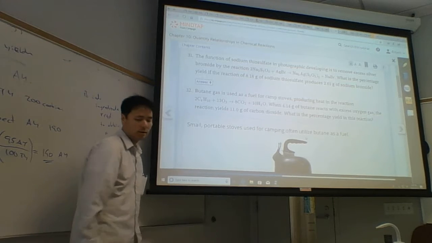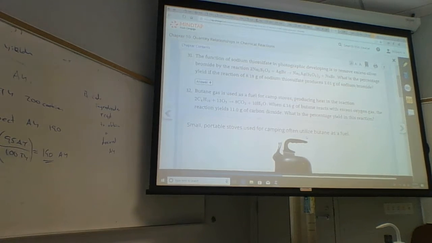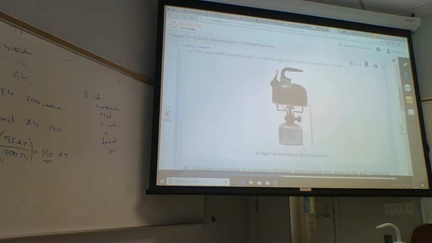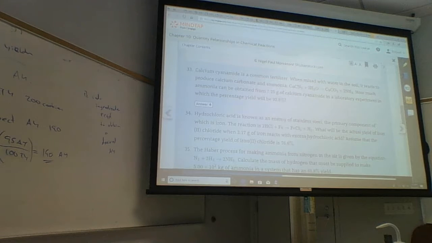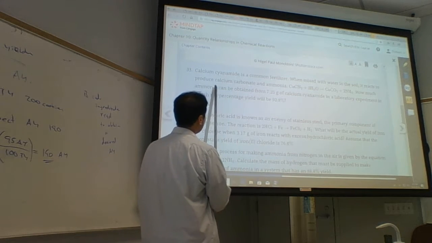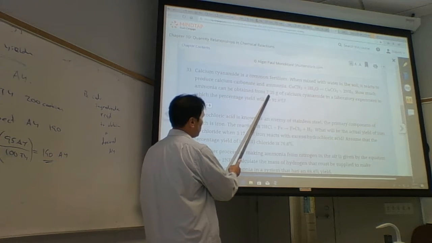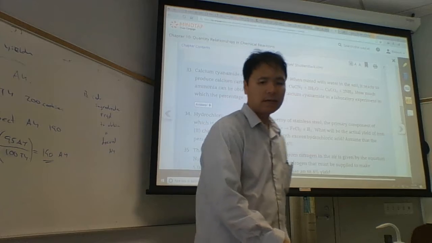So this is another example of calculating the percent yield. It's not the one I wanted. The one I wanted is this one, calcium cyanamide. Okay, so how much ammonia? Let's go with 7.25 grams of calcium cyanamide.